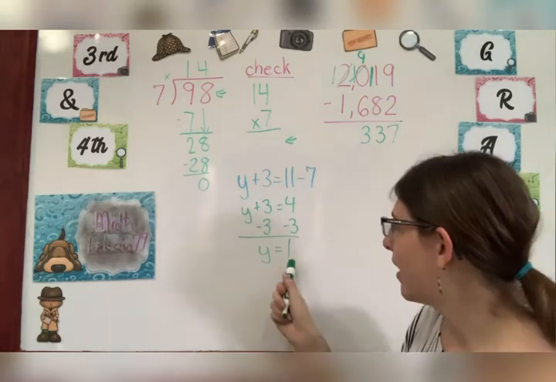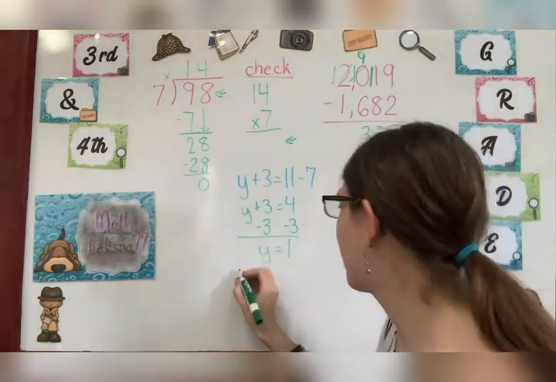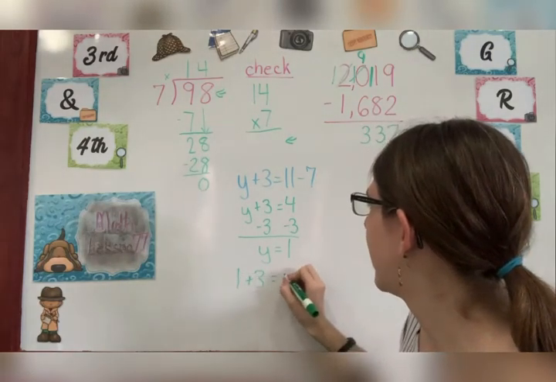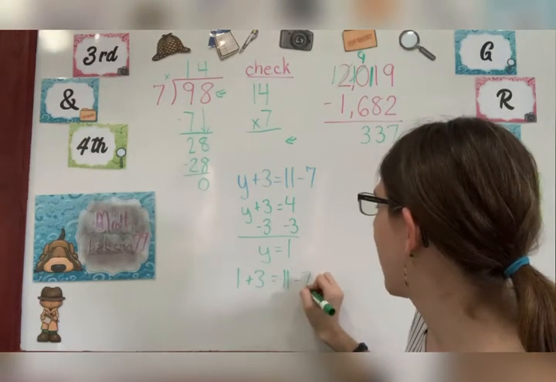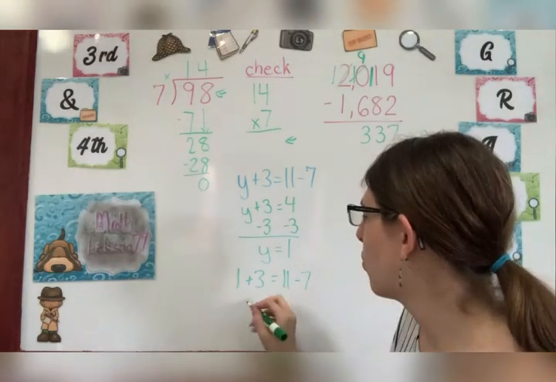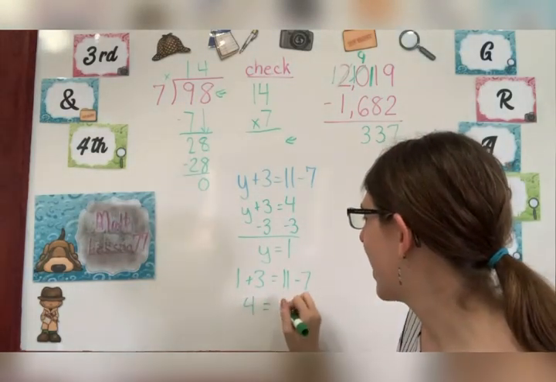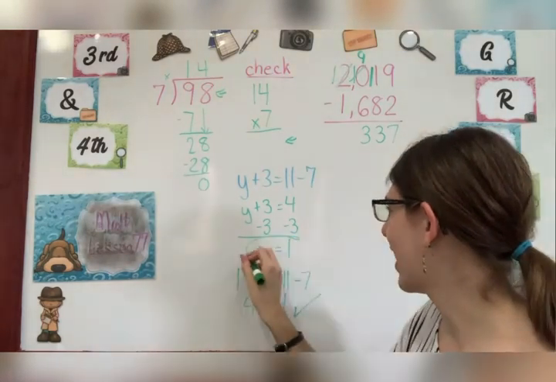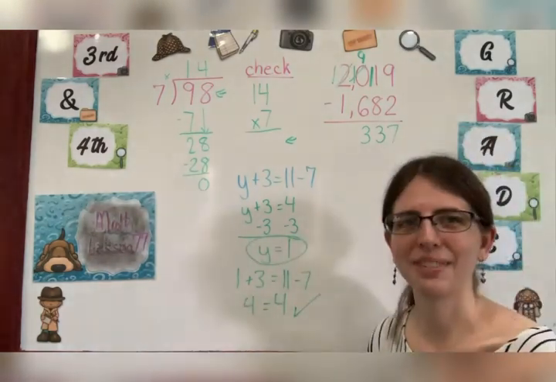So I put my answer in place of my letter. So 1 plus 3 equals 11 minus 7. 1 plus 3 is 4. 11 minus 7 is 4. They match, so I know my answer is correct.